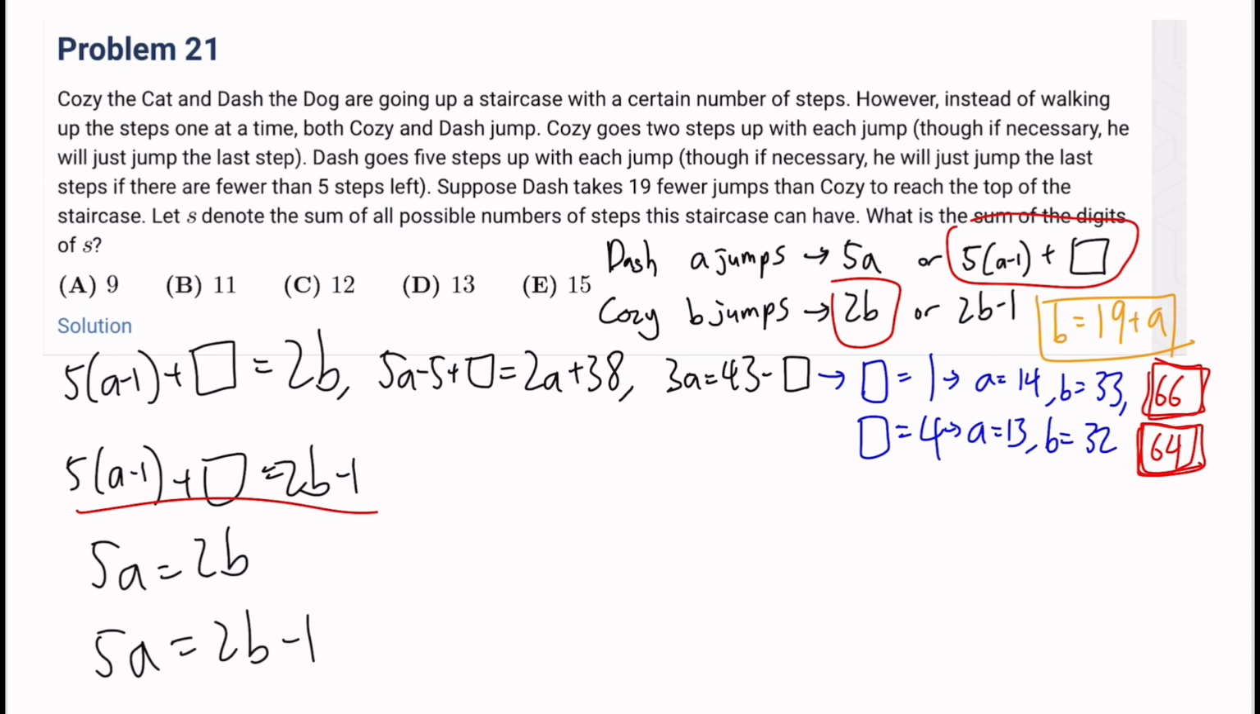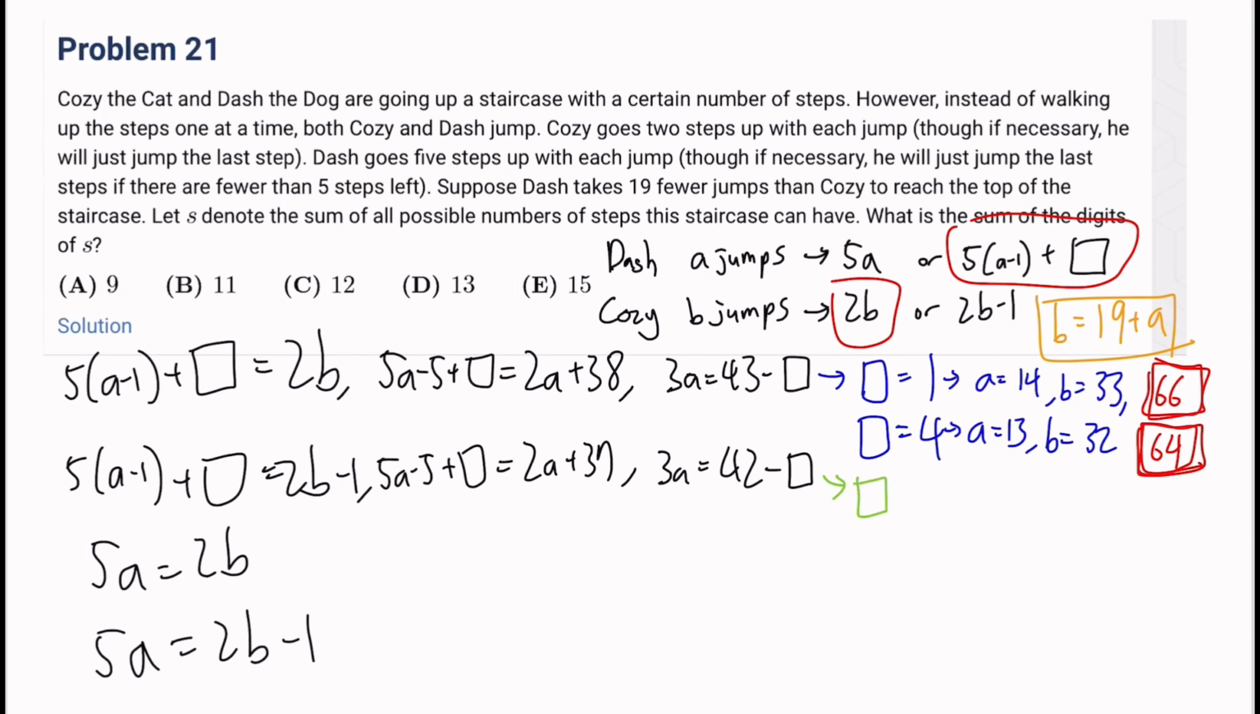And next case, if this happens, and so for that, 5a minus 5 plus something equals same thing, b equals 19 plus a, so we plug that in here. That is 2a plus 37, and so that will give us 3a equals 42 minus something, right? And so for this one, we need something to be a multiple of 3, and so the only thing from 1 to 4 that is possible is 3, because 42 is a multiple of 3 already, right?